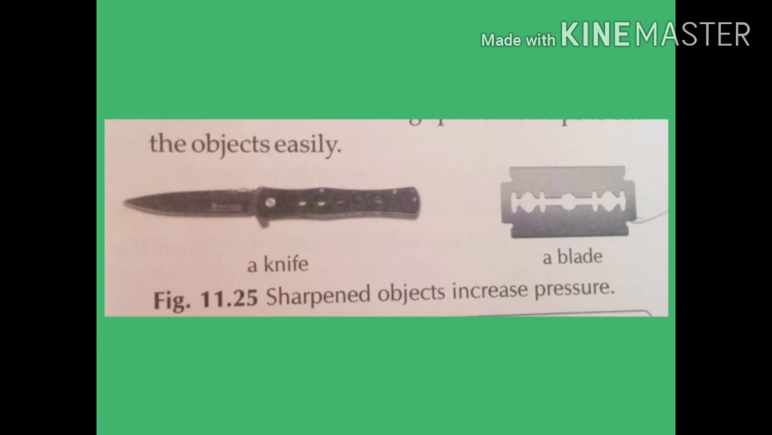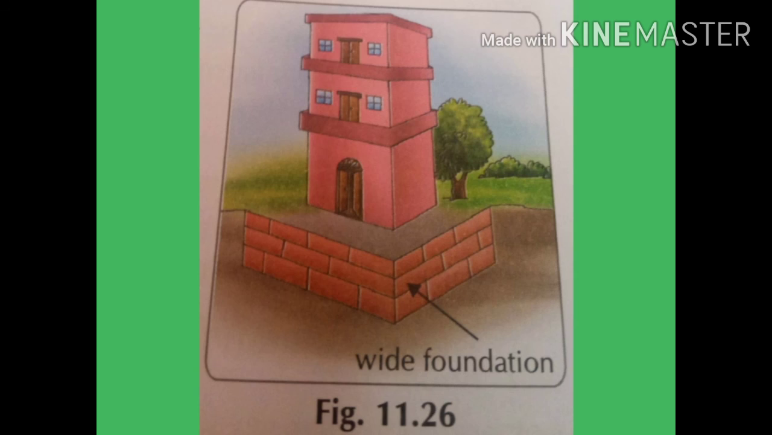Here in this slide you can see a knife and a blade. The cutting edges of knives, blades, axes, etc. are very sharp. Why are they sharp? Because the area of contact decreases and the pressure exerted by the axe, the knife or the blade will increase. This large pressure helps to cut the objects easily.